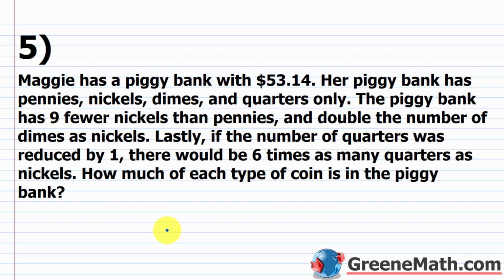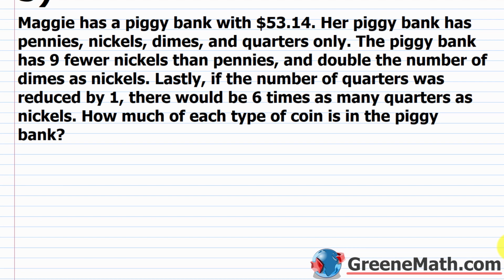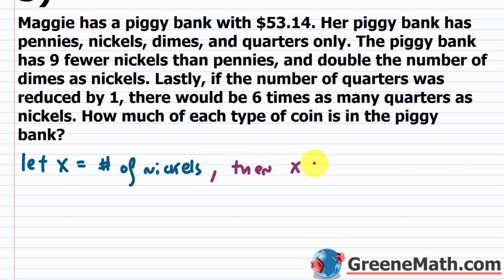All right, so once again, I'm going to think about nickels because that's involved in all the comparisons here. So I'm going to let x be equal to the number of nickels. And then just reading through, it says that the piggy bank has 9 fewer nickels than pennies. So that means pennies would be 9 more. So let's say then, I'm going to put this over here. We'll say x plus 9.